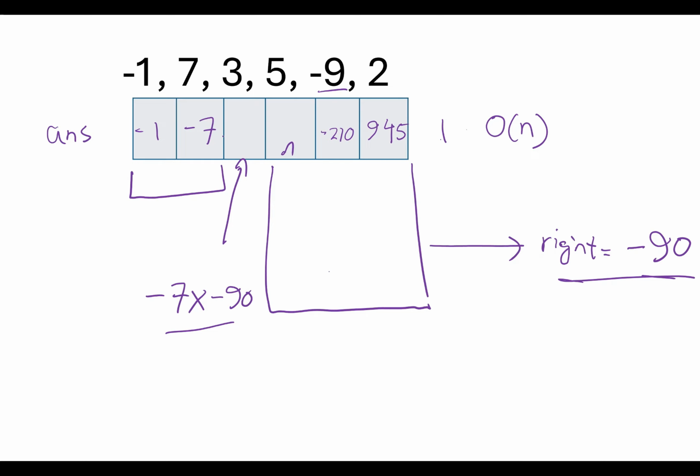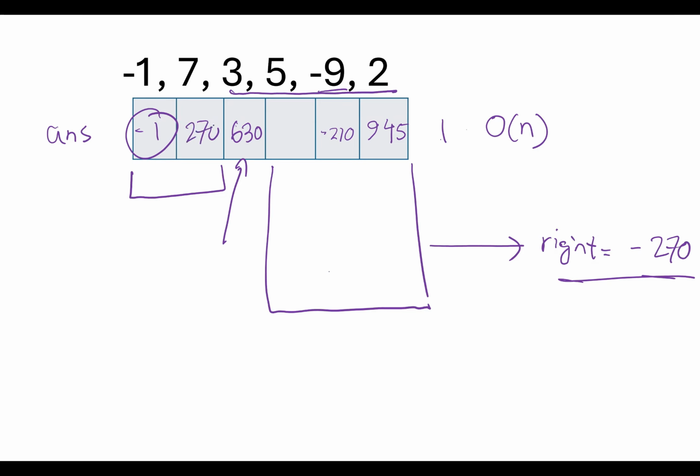So it's going to be minus 90 into minus 7. So this is going to be minus 630, right? Okay, 630. Next, if I want to fill this one up, it will be minus 1 into 90. Now right becomes all these, so it will be minus 270. That means minus 270 into minus 1, that is 270.